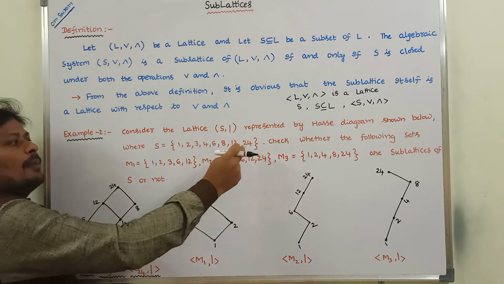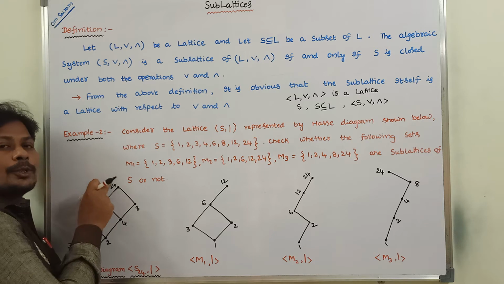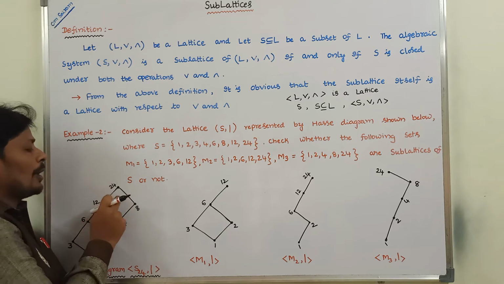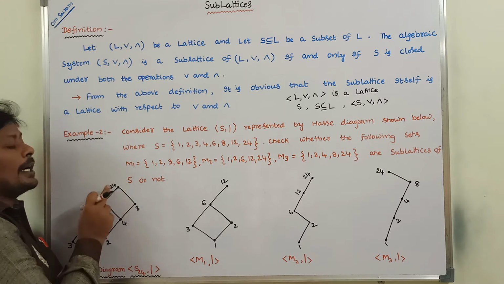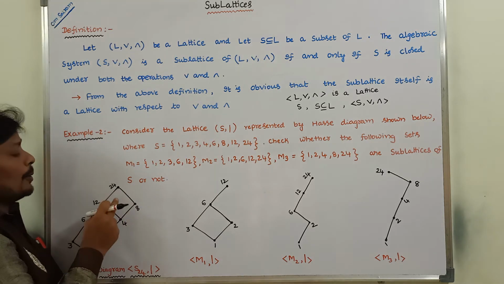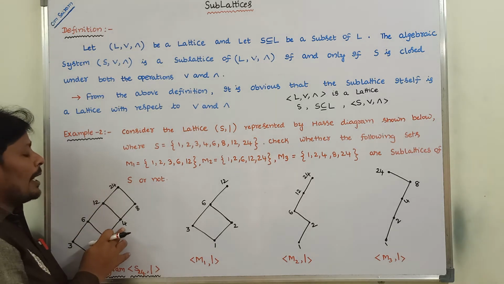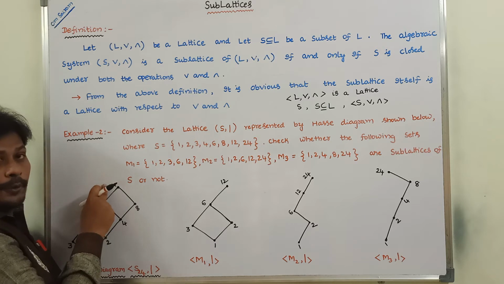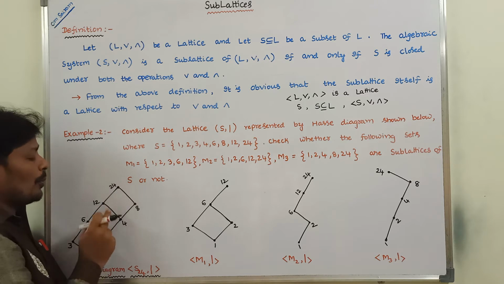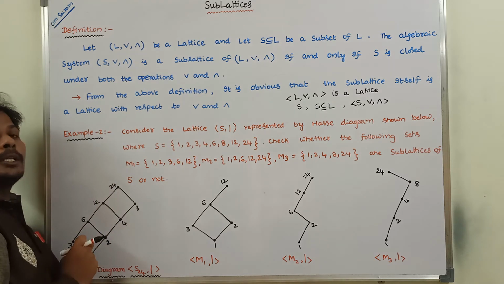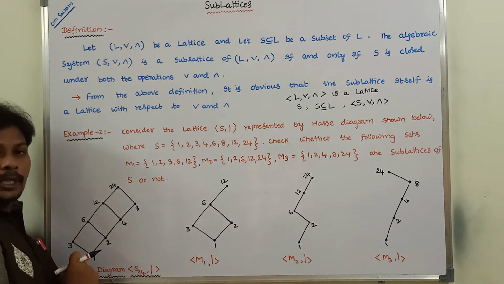Next element is 24. 12 divides 24, so we draw the edge between 12 and 24. 8 divides 24, so we draw the edge between 8 and 24. 4 divides 12 and 12 divides 24, so 4 also divides 24. According to the transitive property, we do not draw the direct edge between 4 and 24.